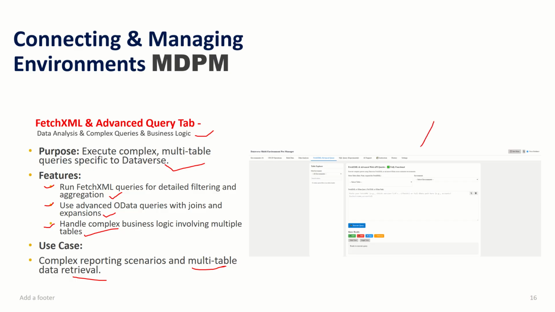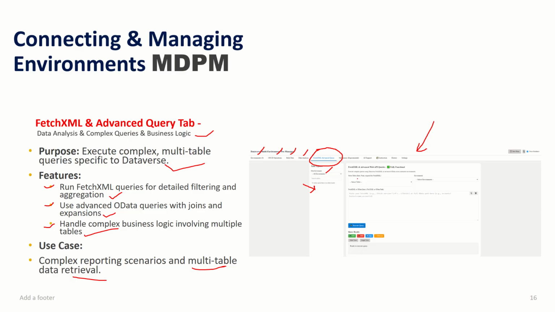So how does it look? As you can see on your right hand side, I've gone through the environment, the CRUD operations, the bulk, I've gone through data. Now we are in the Fetch XML Advanced Query tab. So the same like the other interface, you can select your environment here. All your tables will appear here.